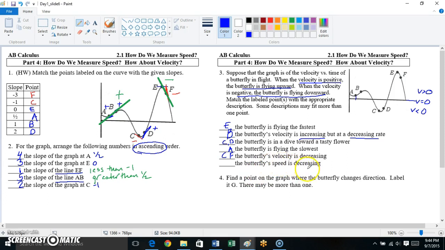And the butterfly's speed is decreasing. So if we look at speed, if I could reflect this really nicely. Not exactly perfect, but you get the idea. All right, where is speed decreasing? Remember, speed is the absolute value of velocity, so I'm reflecting this negative portion of the curve above. All right, and then I'm looking for speed to be decreasing, so that's at D or at F.